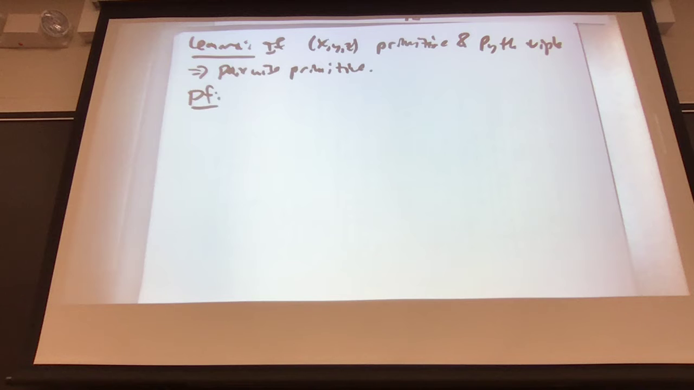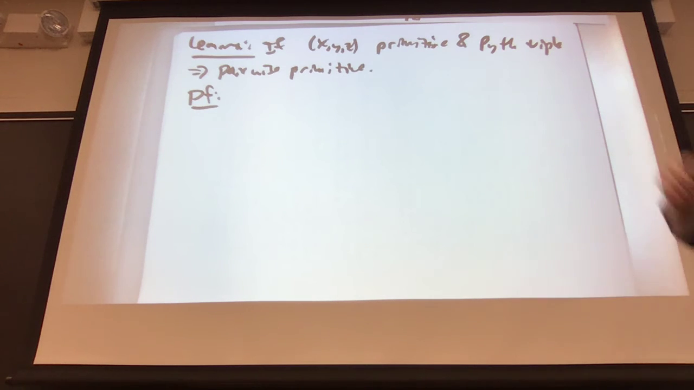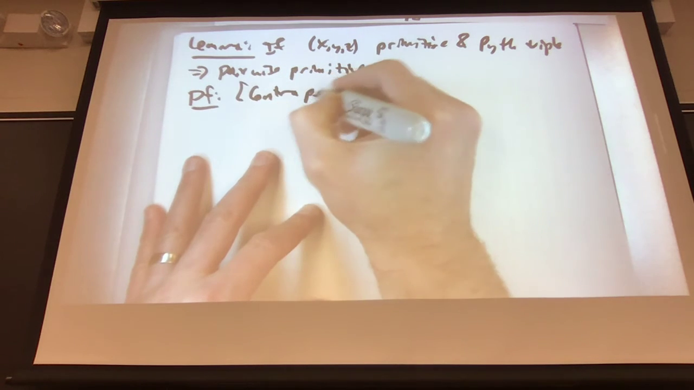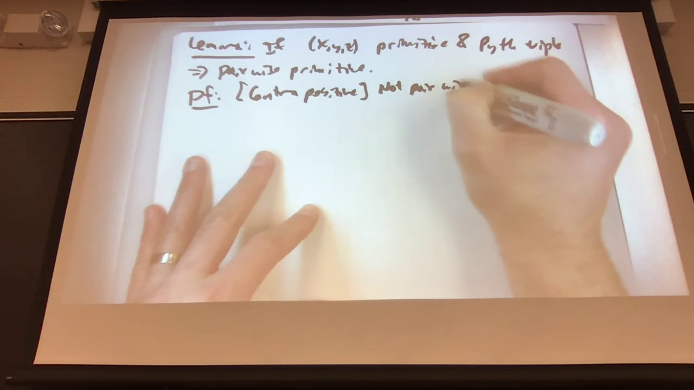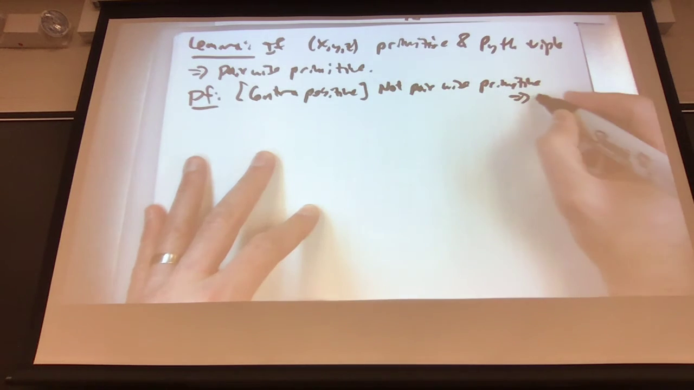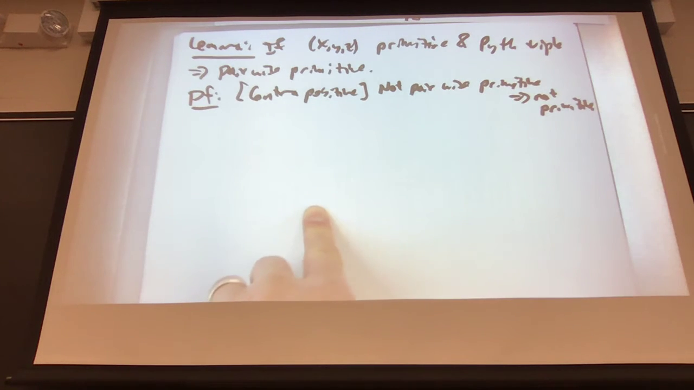You guys remember these logic words, contrapositive? What does contrapositive mean? If I have a statement P implies Q, the contrapositive is? Not Q implies not P. So let's state the contrapositive. Not pairwise primitive implies not primitive. Okay? In general, this is not true, but for Pythagorean triples, because they satisfy this extra equation, x squared plus y squared equals z squared, this is true.